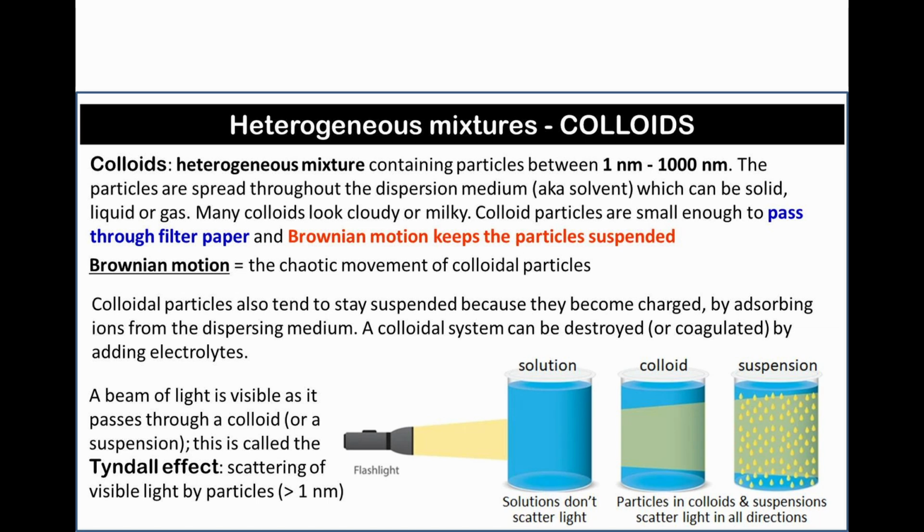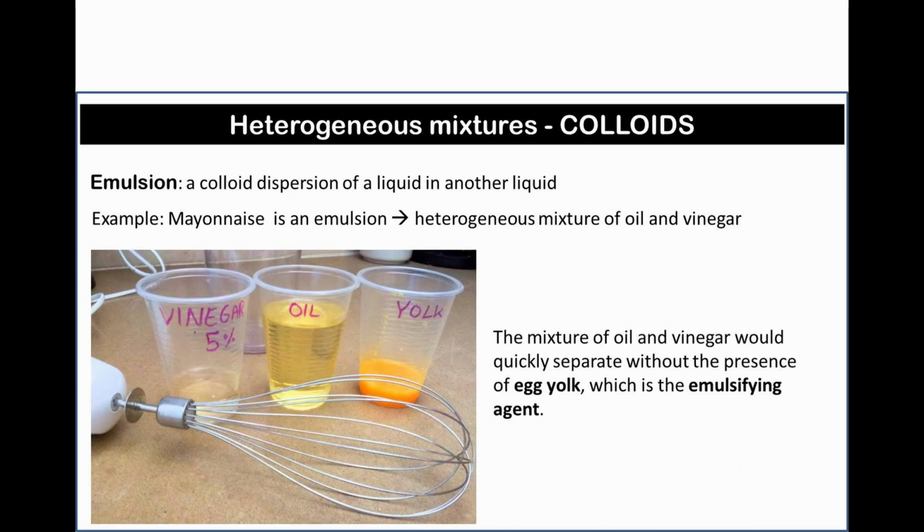A beam of light is visible as it passes through a colloid, or a suspension. This is called the Tyndall effect, which is the scattering of visible light by particles that are larger than 1 nanometer. An emulsion is defined as a colloid dispersion of a liquid in another liquid. Mayonnaise is an example of an emulsion. It is a heterogeneous mixture of oil and vinegar. The mixture of oil and vinegar would quickly separate without the presence of egg yolk, which is the emulsifying agent.